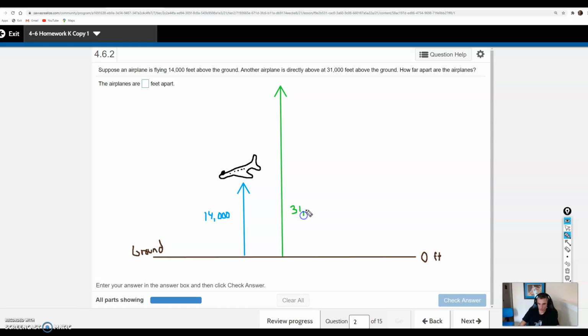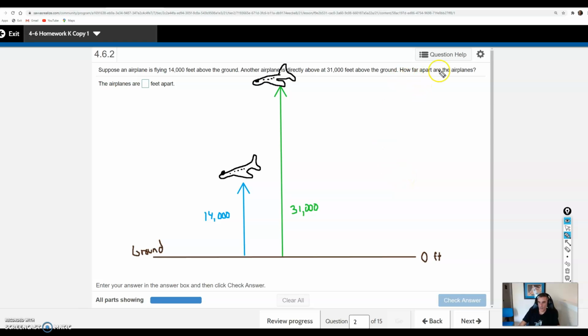So there's my 31,000. And I'll go ahead and draw that airplane as well. Now 31,000, oh boy, that's not my best airplane ever. I'm kind of rushing here. There's that airplane. This is a much more realistic height for a passenger jet.